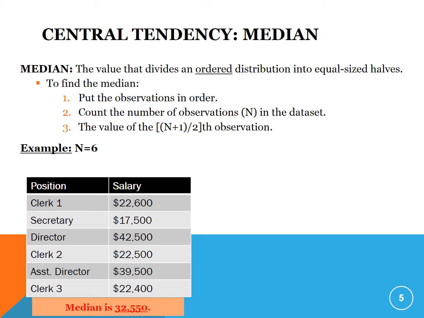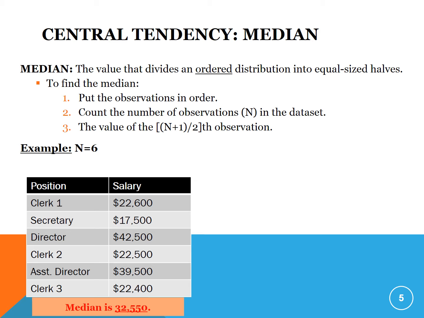Okay, so here's our example. Same variable from the same data set that we saw in the previous slide. Here we see that the first line now says clerk 1, second line says secretary, and we see the salaries. They're not in any particular order, right?